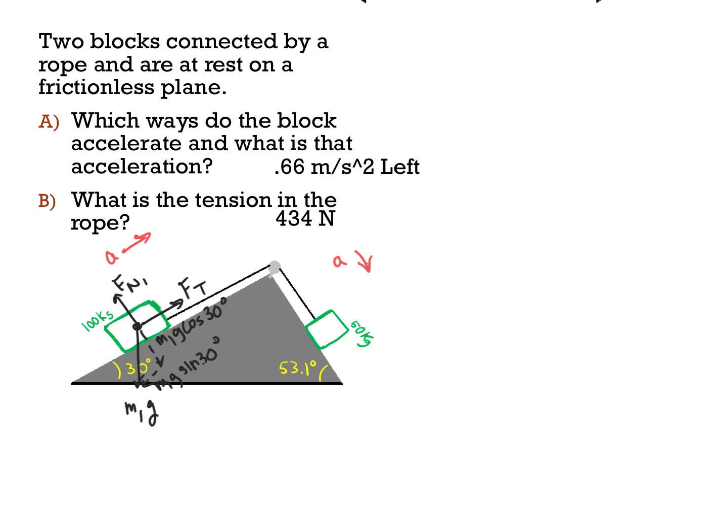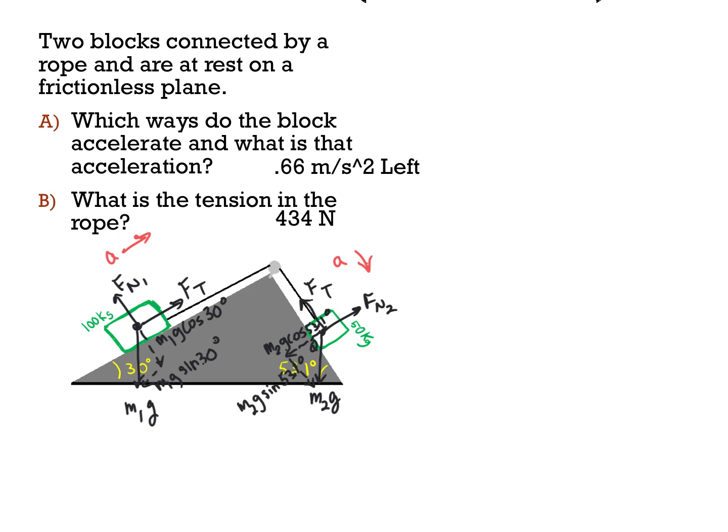Now, same thing goes for this other block. It is going to have a normal force 2 this way, force of tension this way, and then mass 2 times gravity, with my theta there, this way and this way. So this is going to be mass 2 gravity times the sine of 53.1 degrees, and this is going to be mass 2 gravity cosine 53.1 degrees.